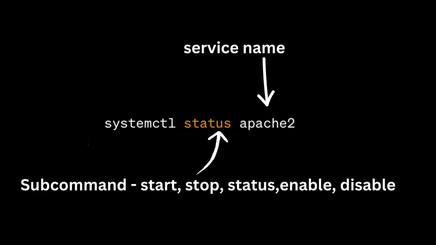To see the output of systemctl command on your system, you can open a terminal and type systemctl followed by the desired subcommand such as status, start, stop, enable or disable, and the name of the service you want to manage. So in this example, we will use Apache 2 service. So let's type systemctl space status and then Apache 2, the service name.